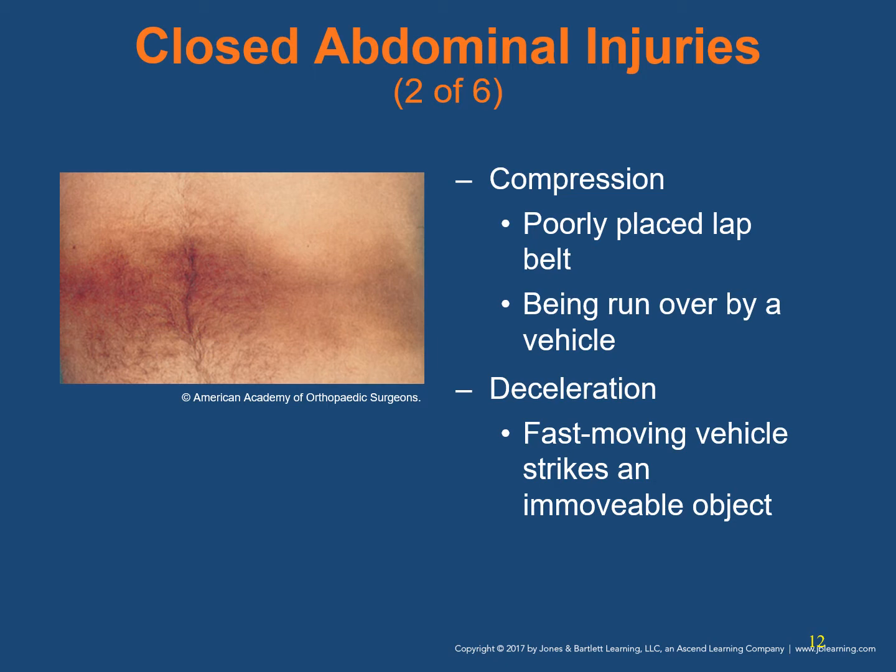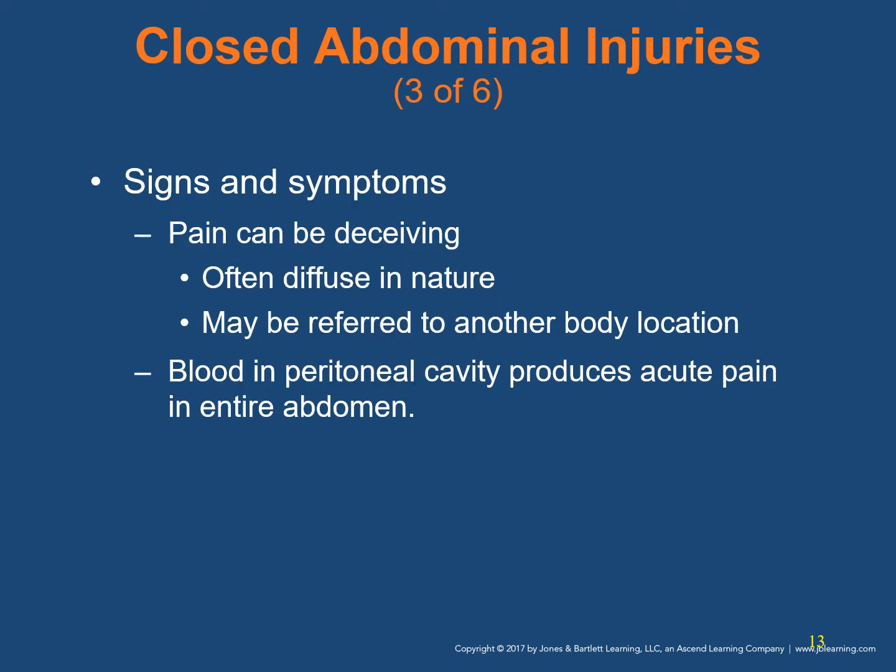Deceleration: the person or the vehicle that he or she is traveling in strikes a large immovable mass such as a larger vehicle, a bridge, an abutment, or the ground. Signs and symptoms of a closed injury. Pain can be deceiving, often diffuse in nature, and may be referred to another body location. Liver and spleen injuries refer pain to the shoulder. Tearing pain from the abdomen to the posterior may be a dissecting aneurysm.